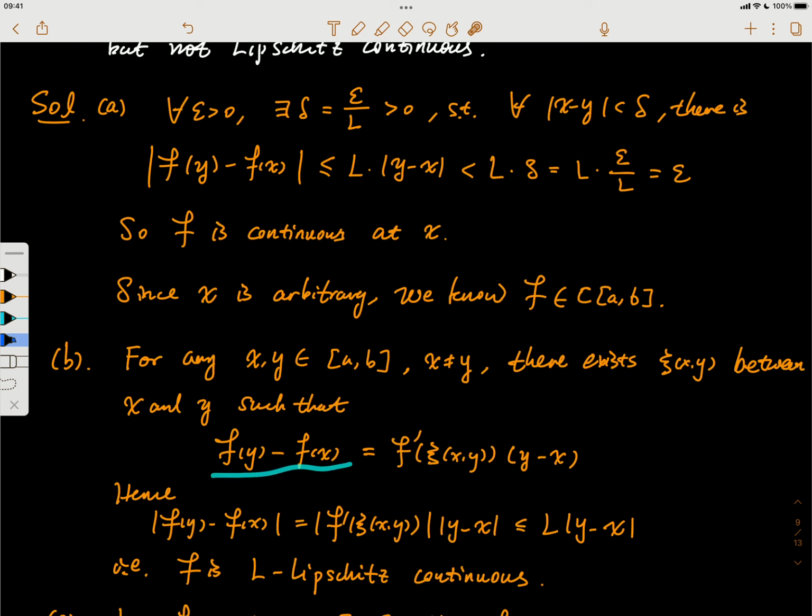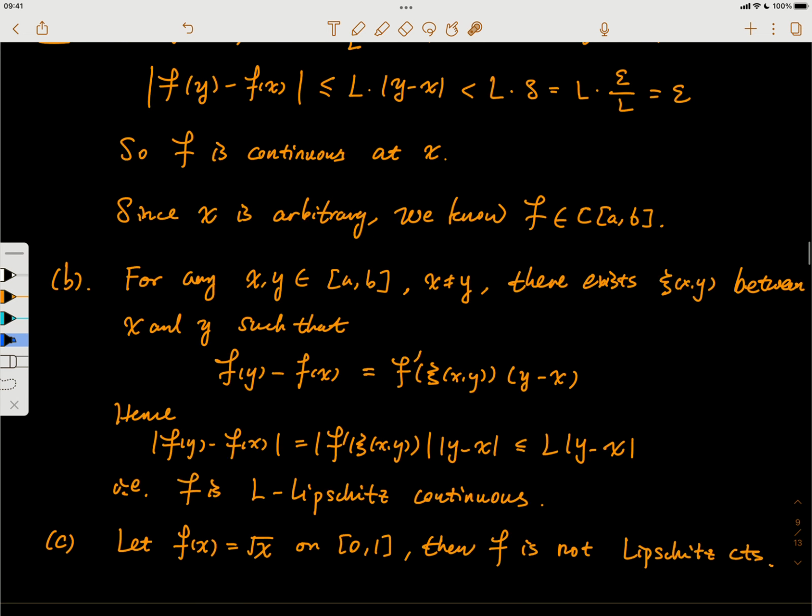And f(y) minus f(x) is going to be equal to the derivative of f at this middle point times y minus x. Then we take an absolute value on both sides, and we just have this. But remember that f prime is always bounded by L. That's why this is always bounded by L, and this part is the Lipschitz condition. So that means the function f is L-Lipschitz continuous.